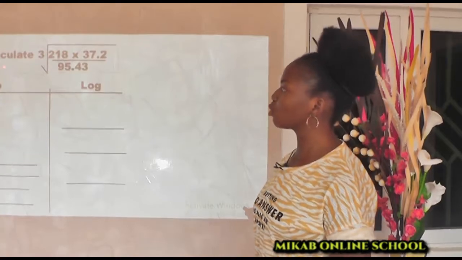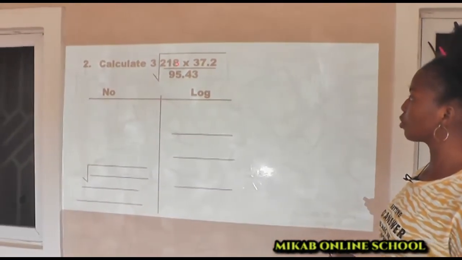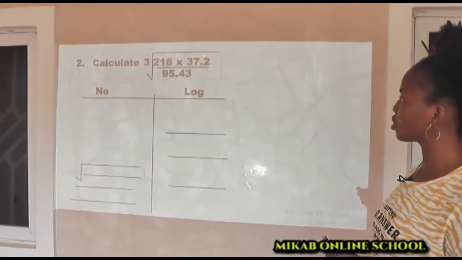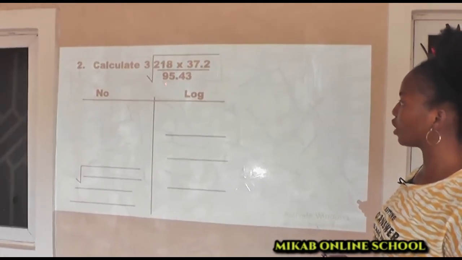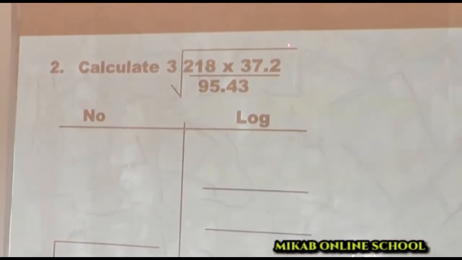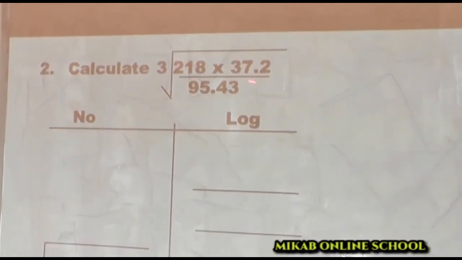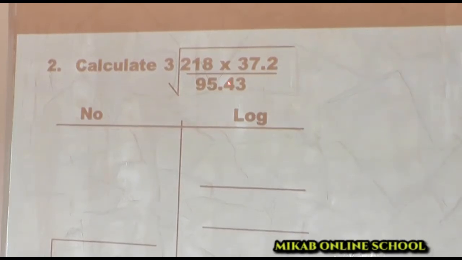So that is the result from the multiplication of this. In example 2, we had to calculate the cube root of 218 multiplied by 37.2 all over 95.43. Please take a look at the question. The cube root covers everything. It's affecting both the numerator and the denominator. So we have a table set. Here we'll have our numbers and then the logarithm. So we are going to pick them one after the other. The first, we have 218.